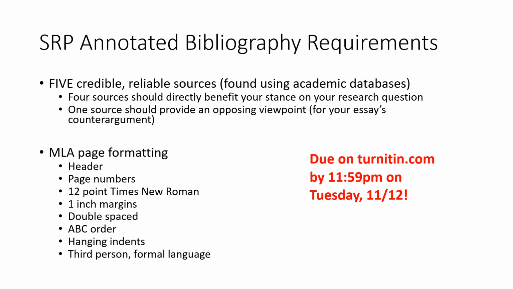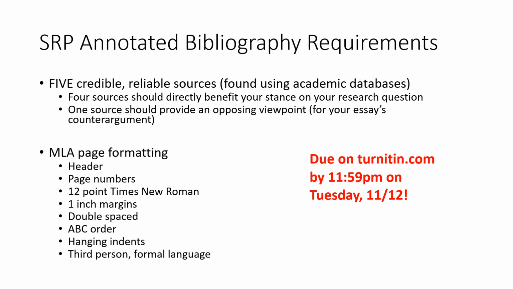So just a refresher for your senior research project, you should have 5 sources on your annotated bib. 4 should directly benefit whatever you're trying to argue, and 1 should be one of the opposing viewpoints. And I will teach you guys soon how to write a counter-argument paragraph using it.